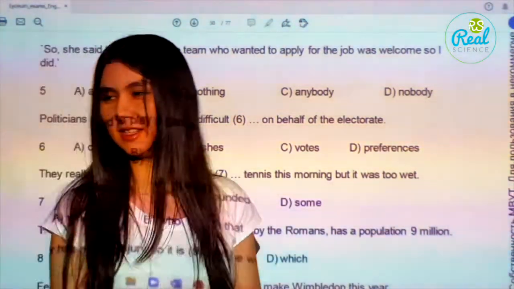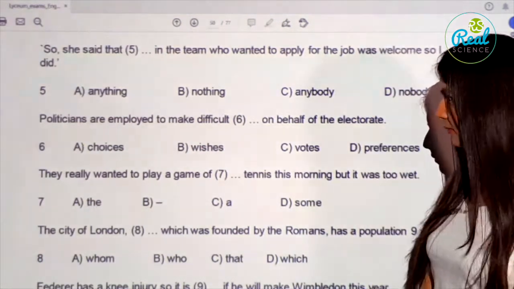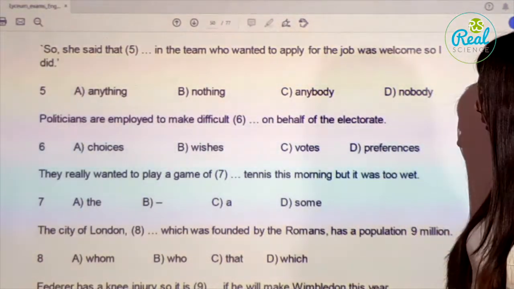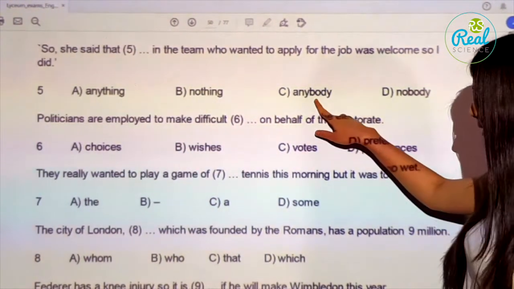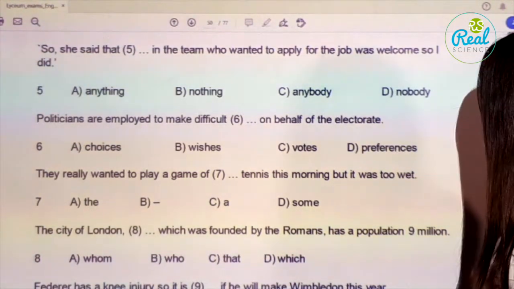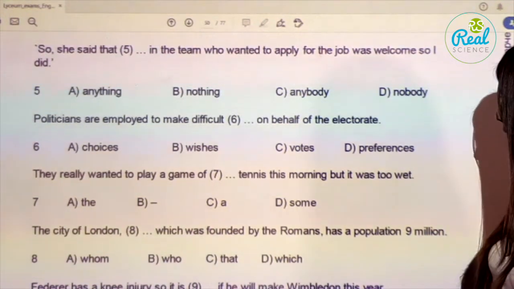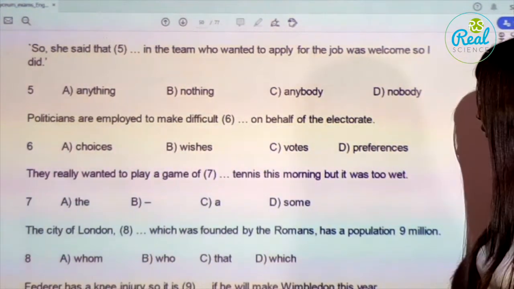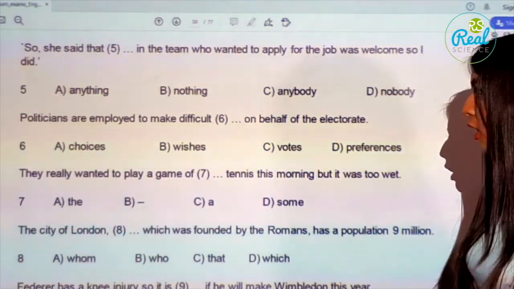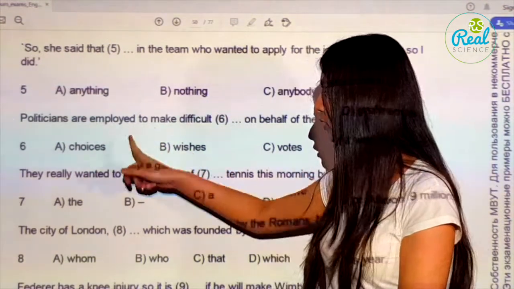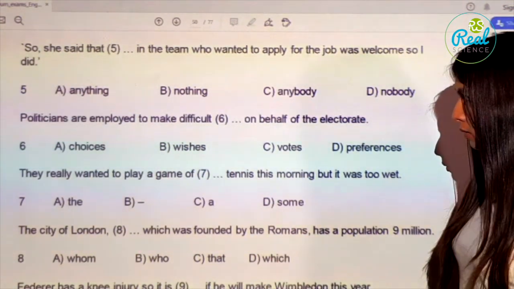Ready? Yes. The first person. So she said that anybody in the team who wants to apply for the job was welcome, so I did. Okay, anybody. So exactly, not anything, exactly, not nothing. Yes, we have C and D. Anybody and nobody.